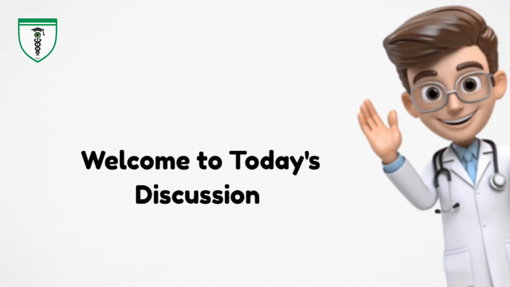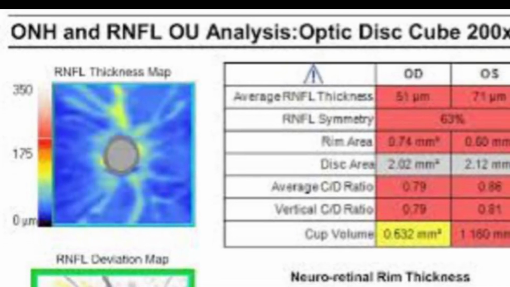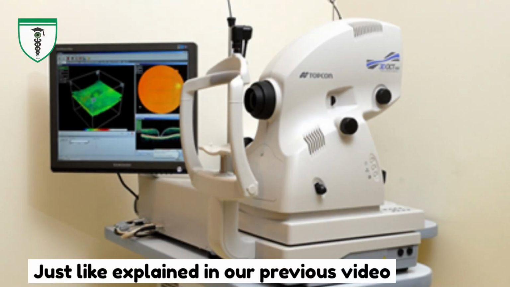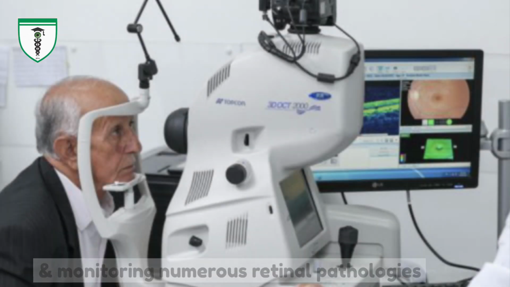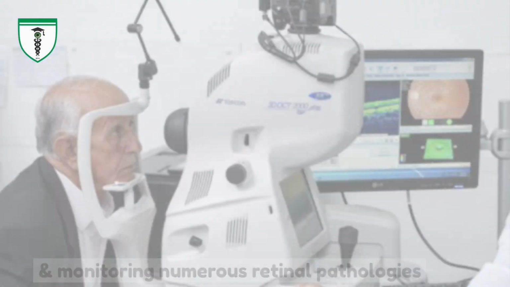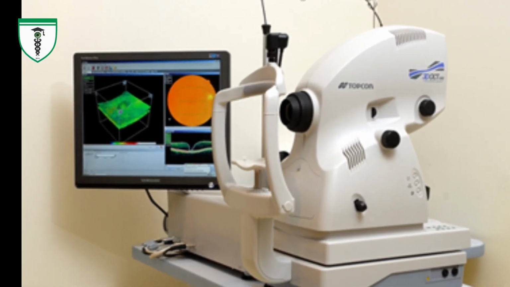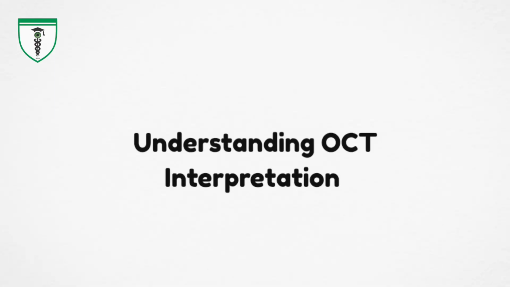Welcome to today's discussion, where we will explore how to effectively read and interpret ONH and RNFL analysis printouts from OCT scans. Just like explained in our previous video, this technology is indispensable for diagnosing and monitoring numerous retinal pathologies. It does this by producing scanned images of the retinal layers on different printouts.